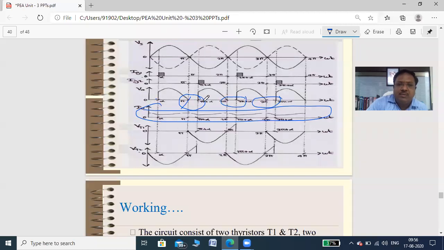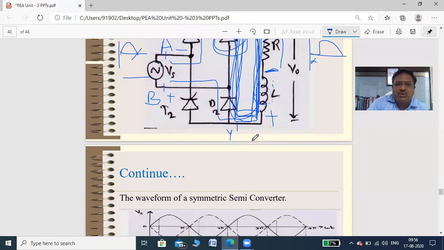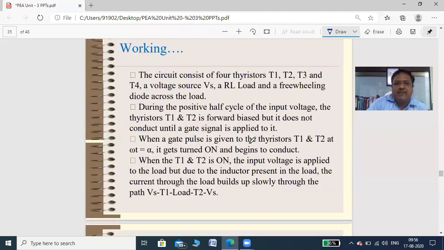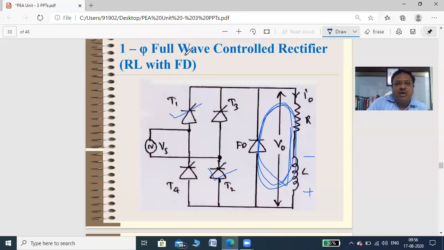Load current is continuous, but load voltage, that is supply voltage or power delivered to the load, is only from alpha to pi. That is pi to pi plus alpha, no energy will be transferred from supply to load, right? So that part is removed. So there is no need to connect an extra freewheeling diode in this semi converter. If you see, the operation of this circuit is very similar to the previous one, that is the full wave controlled converter for RL load with the freewheeling diode.